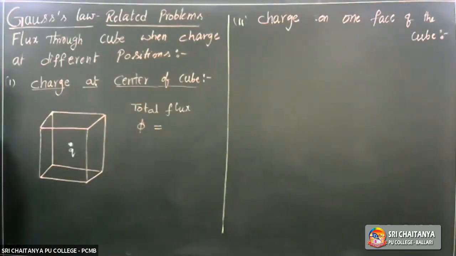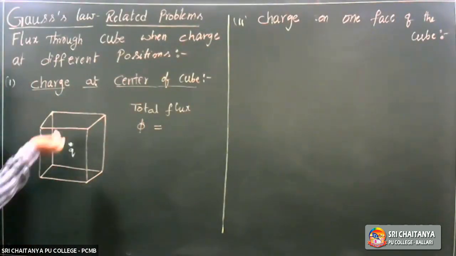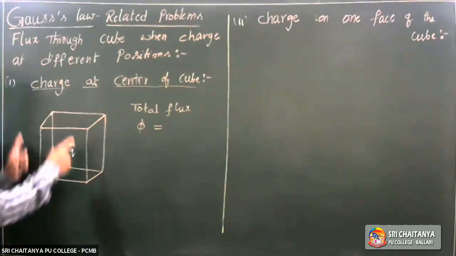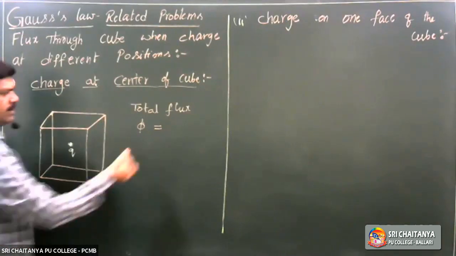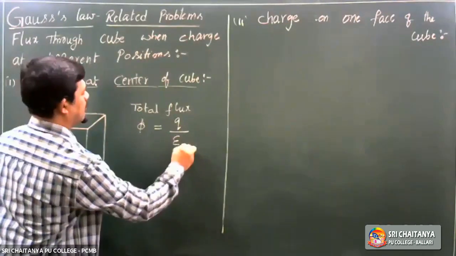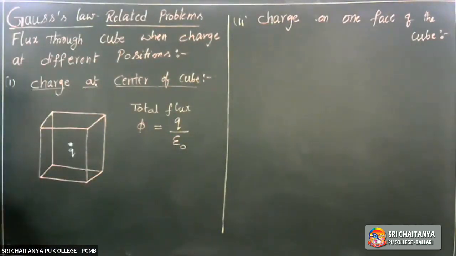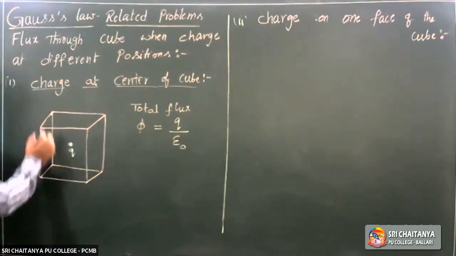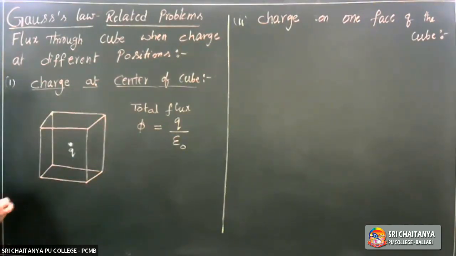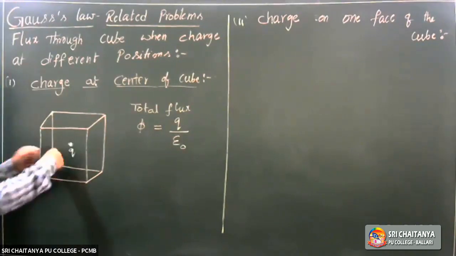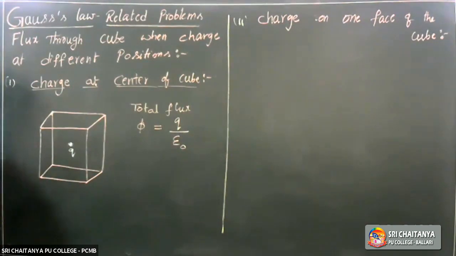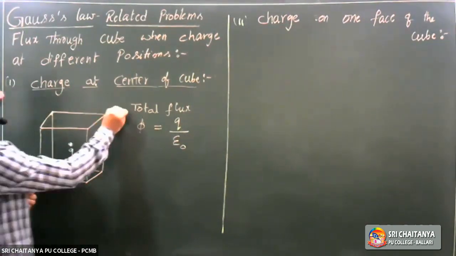We know, regularly for the last 3 days we are discussing, when a charge is placed in a closed surface, the flux through that closed surface is Q by epsilon naught. So the flux through this cube is Q by epsilon naught. As it is a positive charge, outward flux. If it is a negative charge, inward flux. That's all.